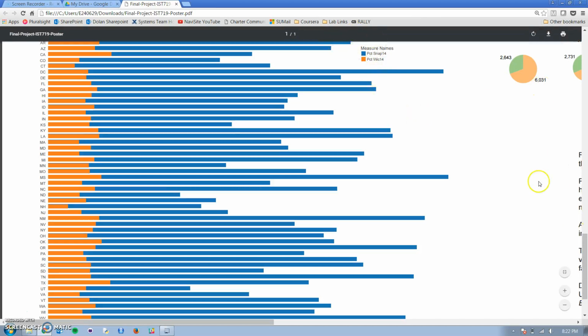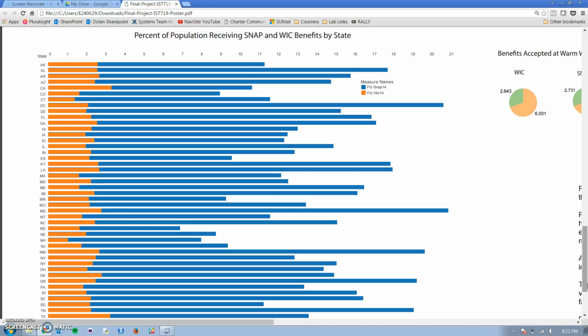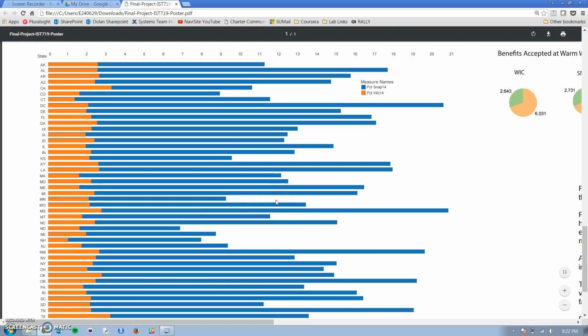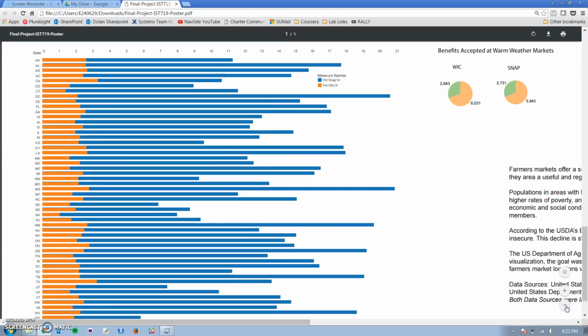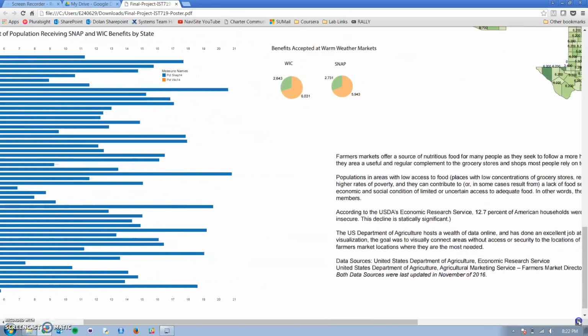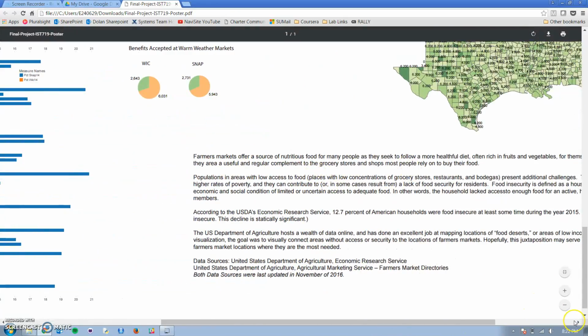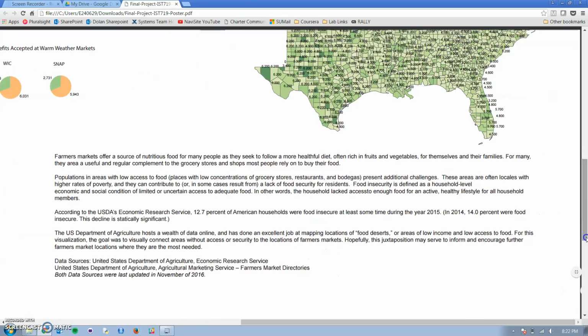Alabama is pretty much right there with Mississippi. So definitely a point of consideration for someone who is looking for a state that's receptive to giving out some assistance when necessary. And that might have some bearing on the acceptance of those particular benefits at the farmers markets that are in the area. I did write a little blurb on the bottom of my visualization, and then this is kind of the meat of it.